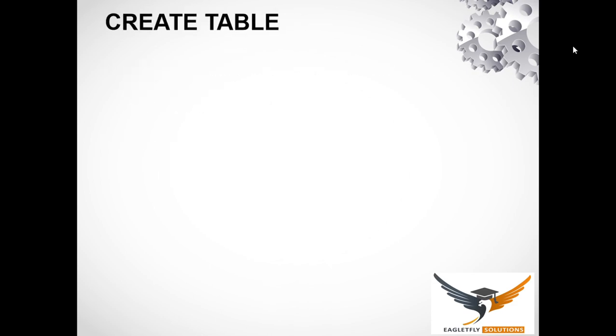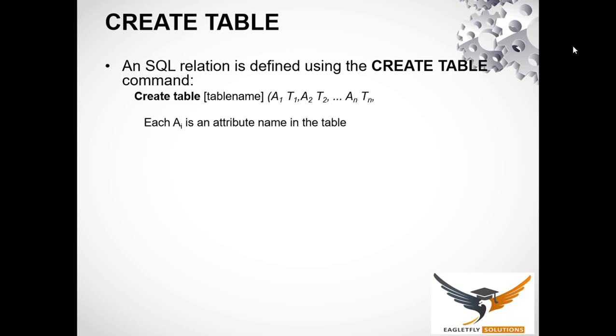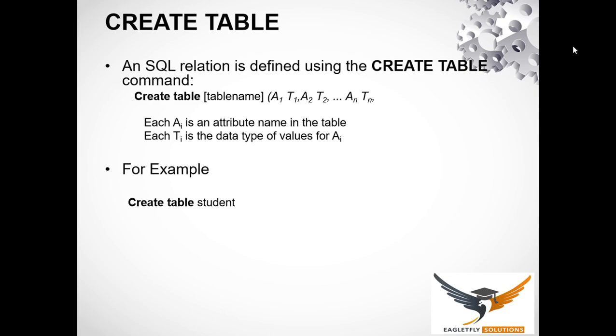Then let's look at how to create a table in MySQL. An SQL relation is defined using the create table command. You just need to write create table, thereafter the table name. Each A is the attribute name in the table and each T is the data type of values for A. For example, create table student, a table with the name student will be created in the database.